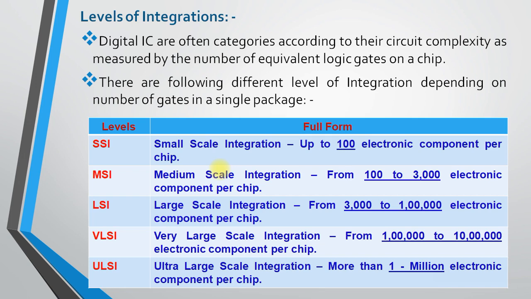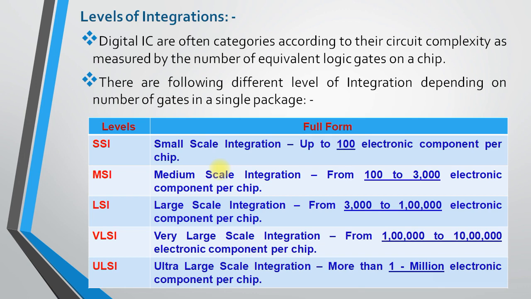The next integration is called ultra large scale. From the name only you are able to get that when there is a requirement of 1 million electronic components attached in a single unit called a chip, at that time you can select ULSI. So these all are the levels of integration of digital ICs.